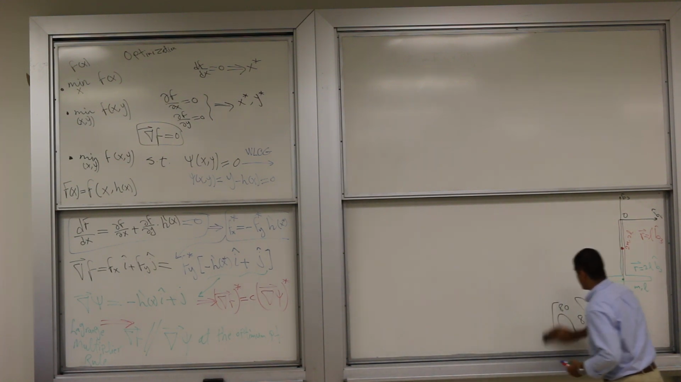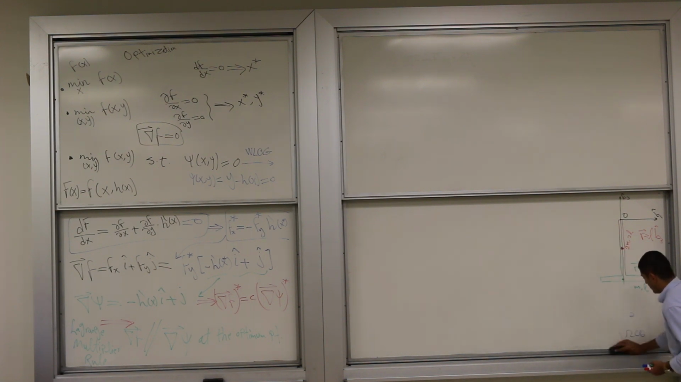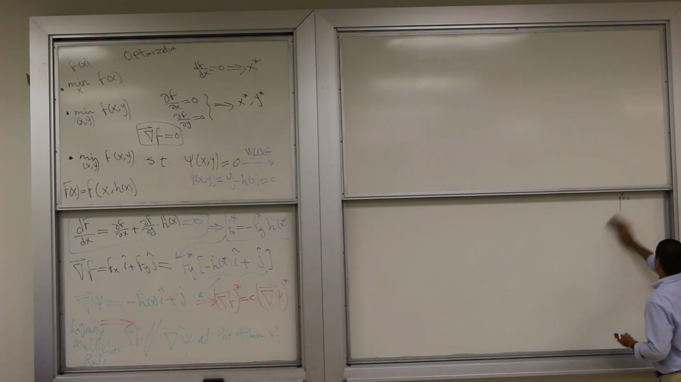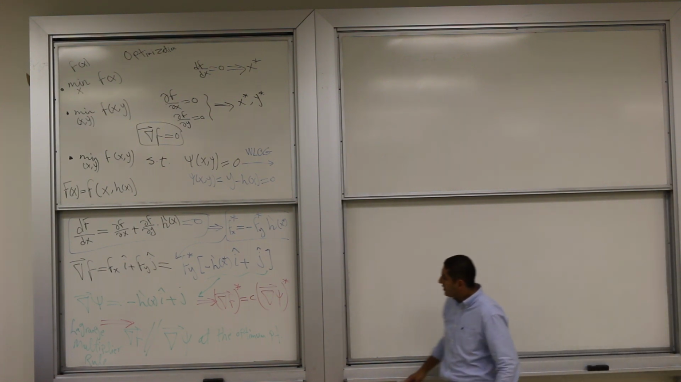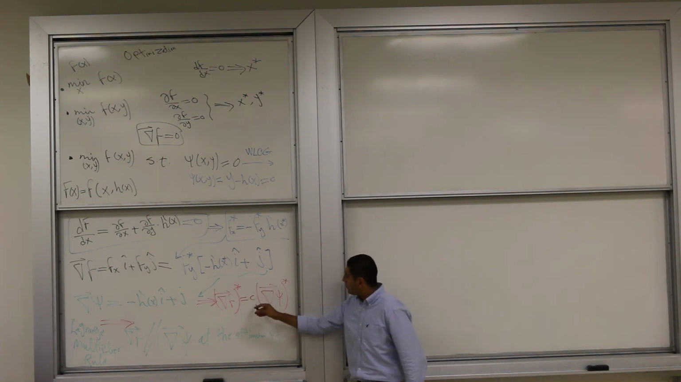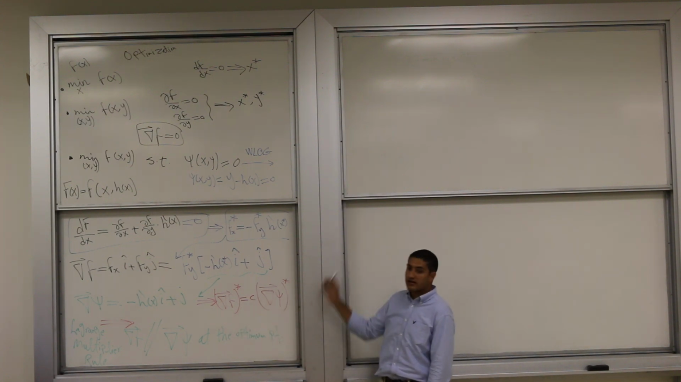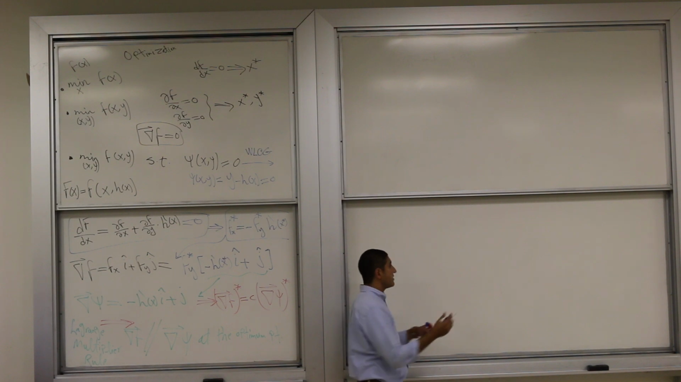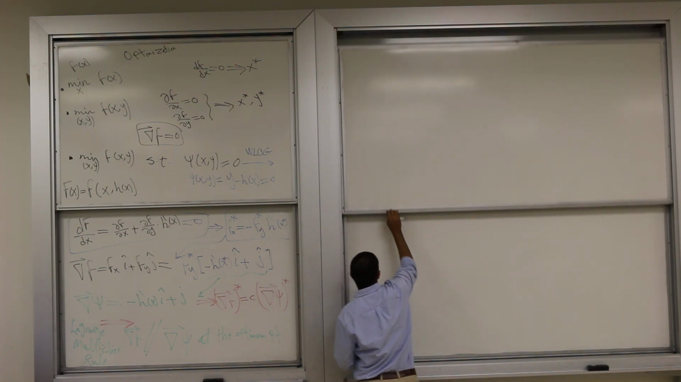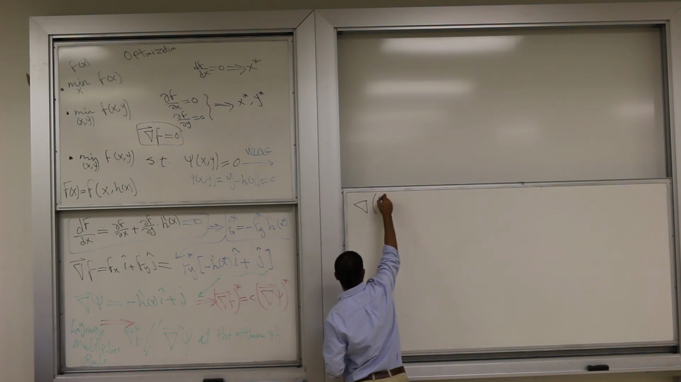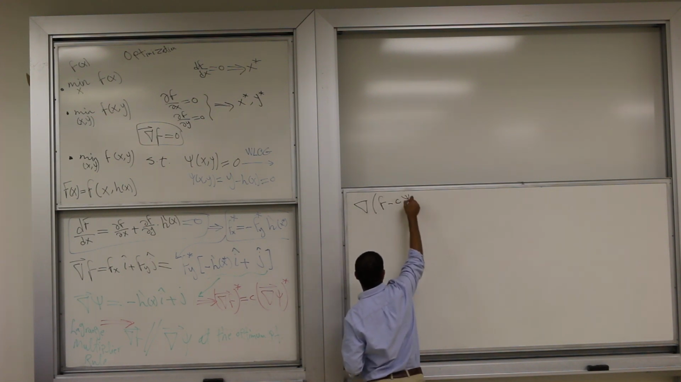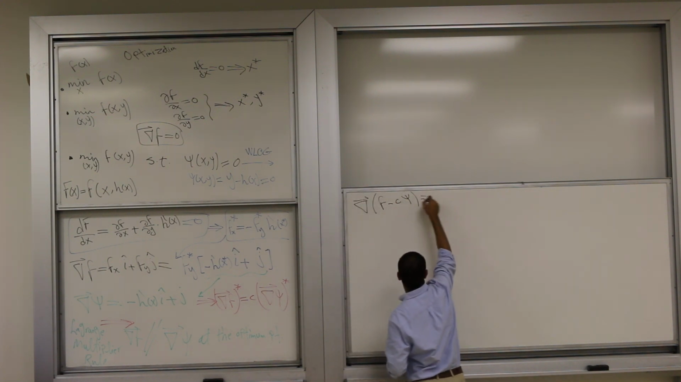So this is the Lagrange multiplier. Well, why do you call it Lagrange multiplier? Because Lagrange found it. Why is it a multiplier? Because of the following. Nabla f equals c times nabla epsilon. Get nabla epsilon to the left-hand side, and you will have nabla of f minus c epsilon is 0.